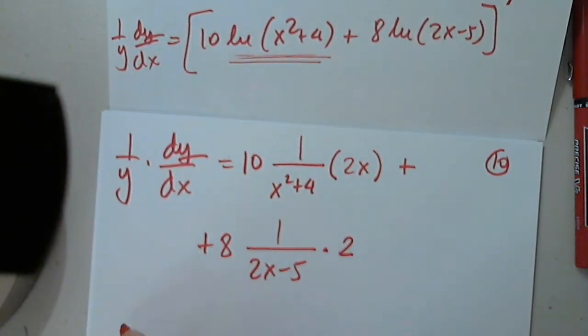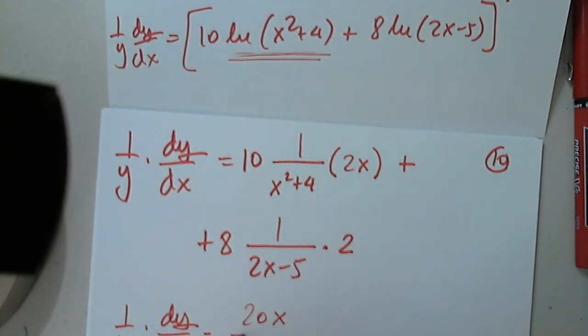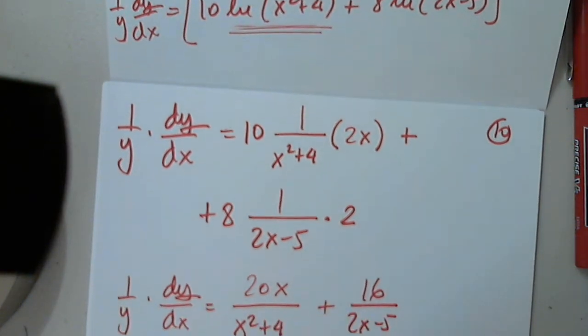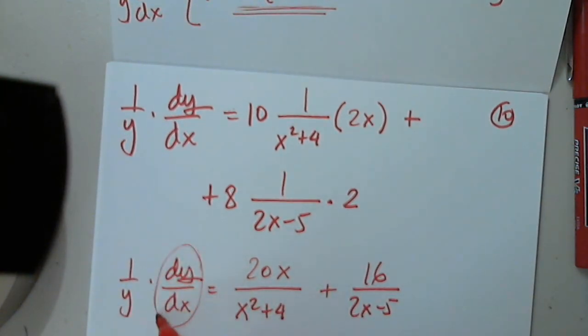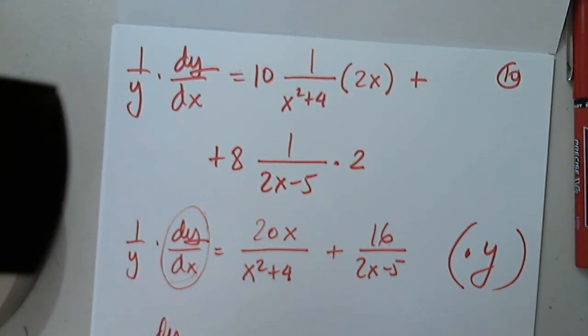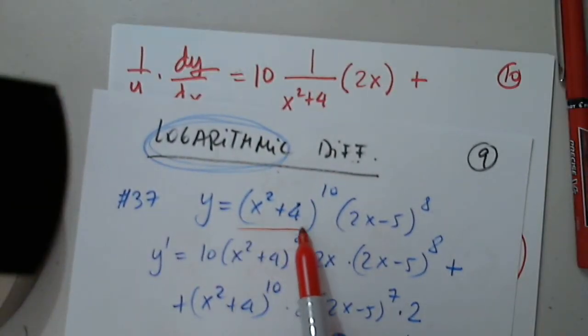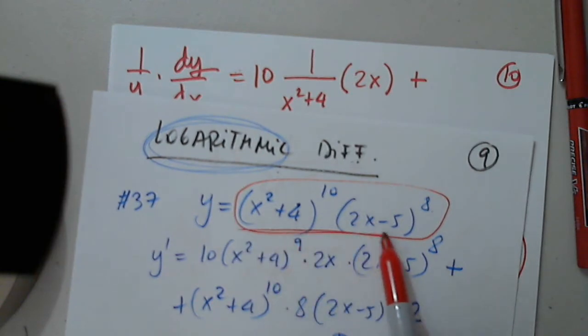Perfect. So then again, 1 over y times dy over dx equals 20x over x squared plus 4 plus 16 over 2x minus 5. And now, in order to find dy over dx, all I have to do is multiply both sides by y. And it's done. So dy over dx will be multiplied by y, but I have to use the y that I'm given. I'm not going to write y. I'm going to write this.